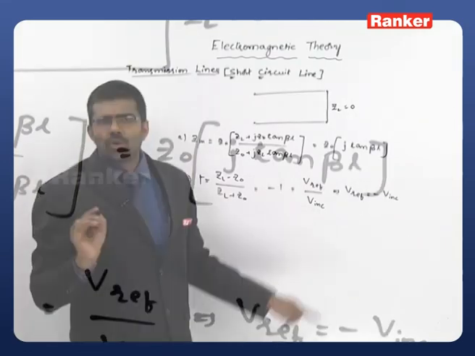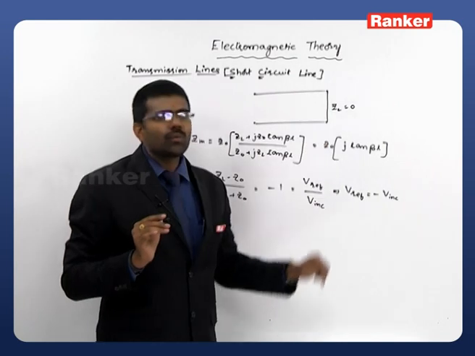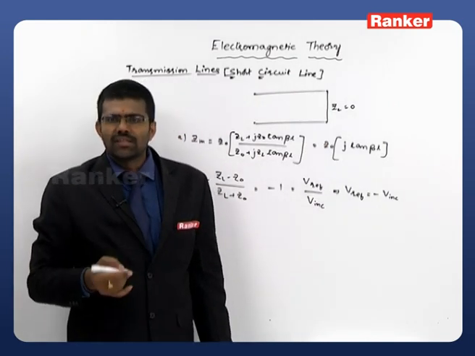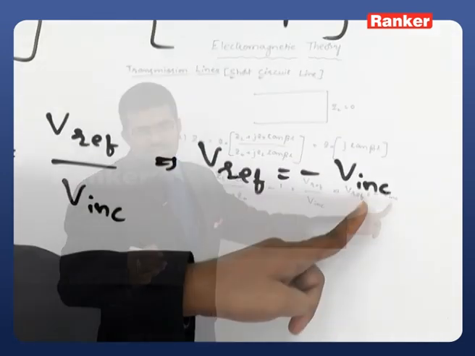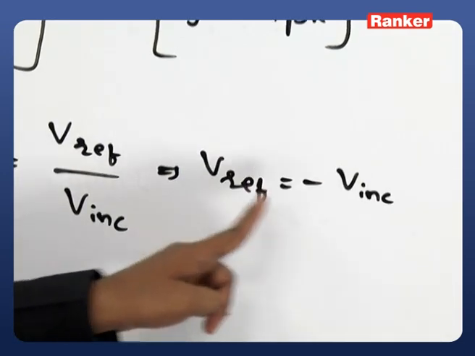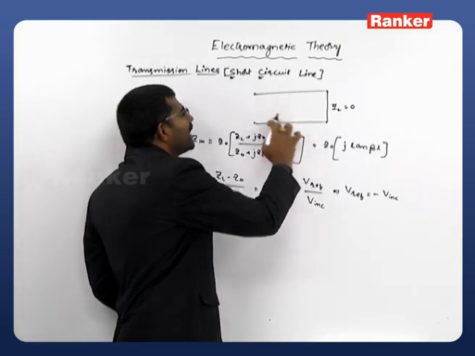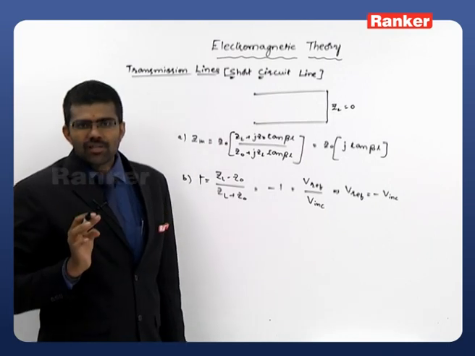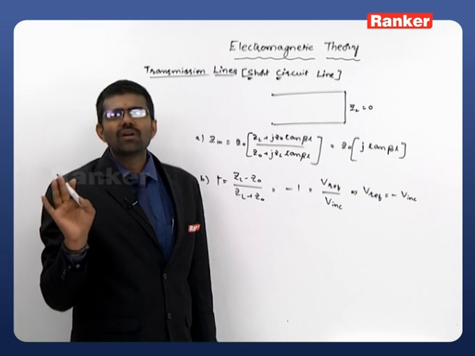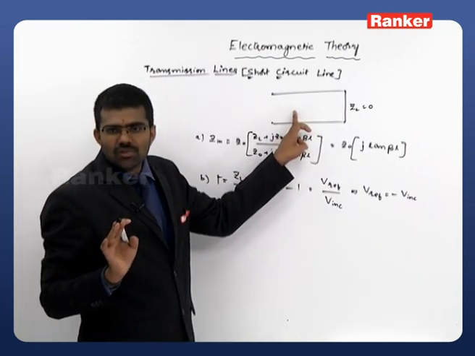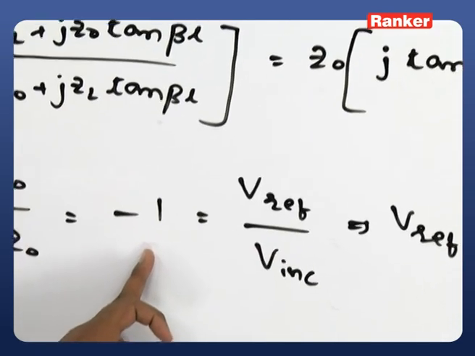Nothing is transmitted to the load, or to the next section we are connecting, if it is short circuited. The entire voltage will be completely reflected out of phase. Clearly the incident voltage and reflected voltage are out of phase, so the entire signal will be cancelled in this particular region. As they are out of phase, there is a 180 degree phase difference. Therefore, there will be no actual signal here. This is our simple analysis with the help of gamma equal to minus 1.